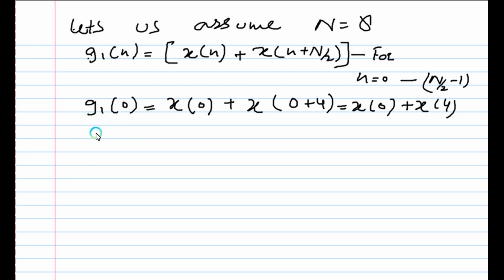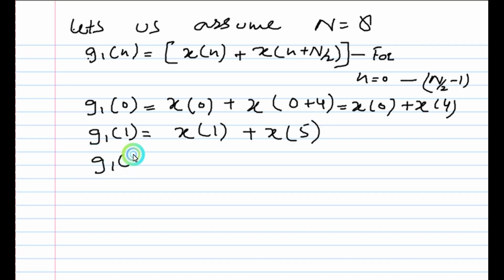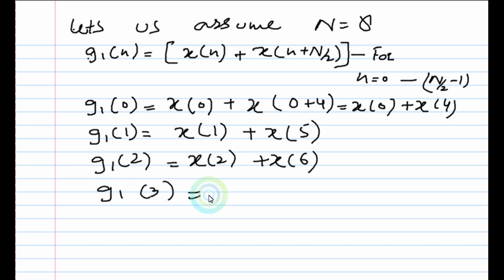Right. So next I will have g1 of 1, that will be equivalent to x of 1 plus x of 1 plus N by 2, which is 4 plus 1 is 5, so that will be x of 5. Similarly g1 of 2 will be equivalent to x of 2 plus x of 6, and g1 of 3 will be equivalent to x of 3 plus x of 7. Fine. So this is for g1 of n.